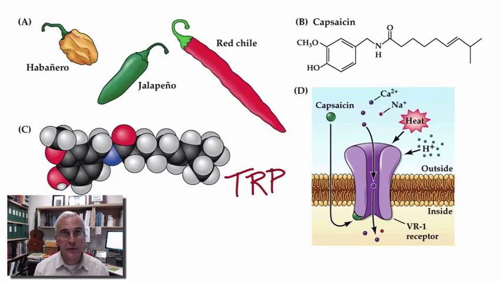Some are sensitive to heat, to cold, some are sensitive to acids, to protons, others are sensitive to particular chemicals that might be found in the environment or in substances that we come in contact with or that we might actually ingest. One that's illustrated here is capsaicin. So capsaicin is the substance that is found in many of the hot and spicy foods that many of us actually enjoy consuming.